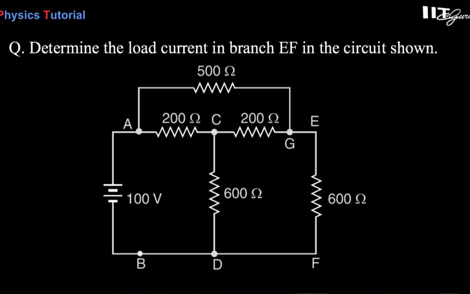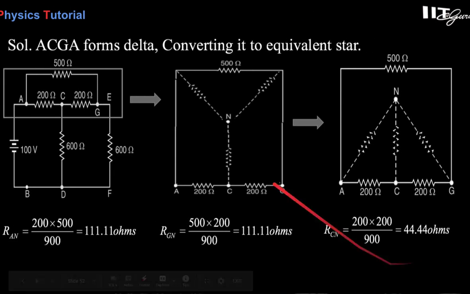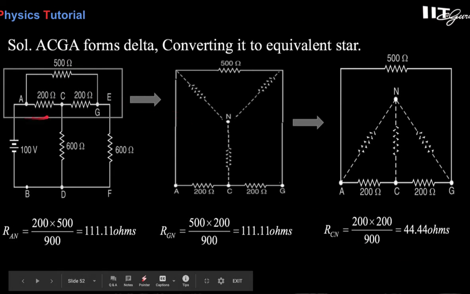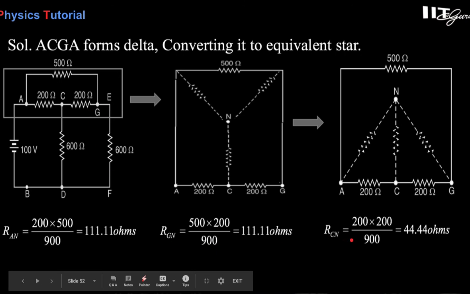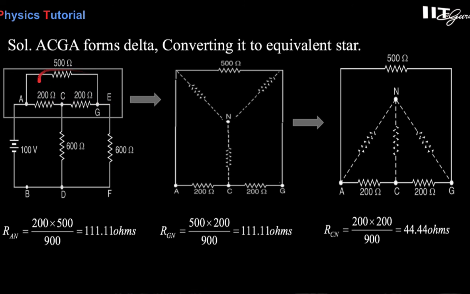So what I'm doing over here is A, C, G, and this one A forms a delta. Now converting it into an equivalent star, that is N, with a neutral point over here. So there is 200, 200 and 500 ohm. In this way, we can convert this as, look at the point here, this 200, 200 and this one. So this converts into AN, this is A, this is G, so GN and CN, with the neutral point over here for this delta.